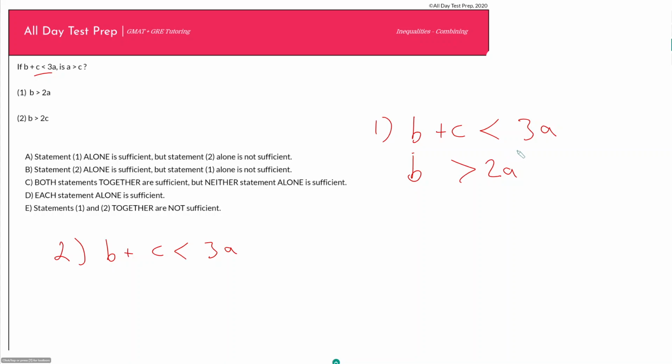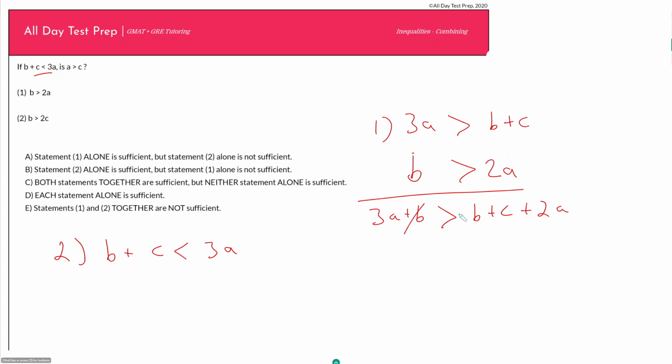So now all I have to do is get my inequalities with their signs facing the same direction. So I'll just rewrite the first one as 3a is greater than b plus c. And now I can add these guys. 3a plus b is greater than b plus c plus 2a. Lo and behold, subtract b from each side. My b's cancel out. Subtract 2a from each side. A is greater than c. This answers my question.